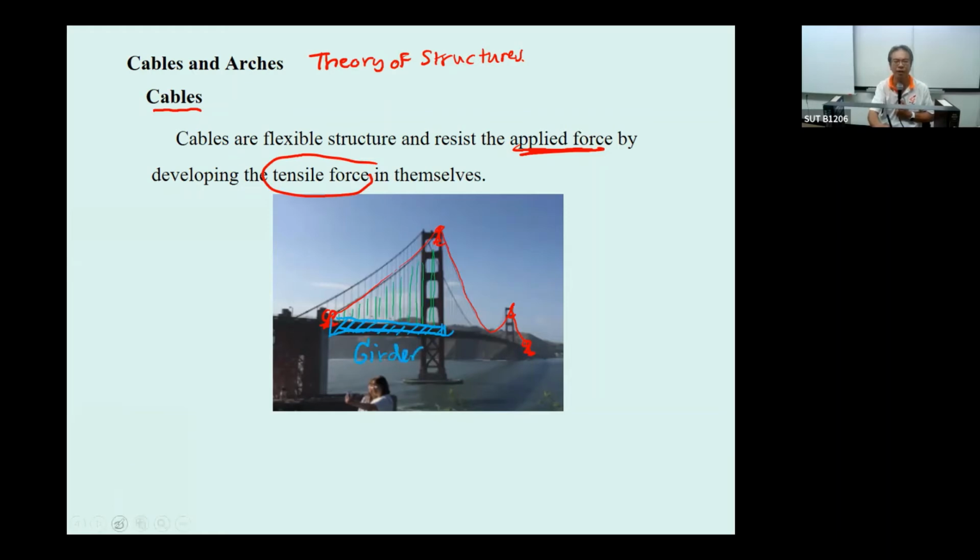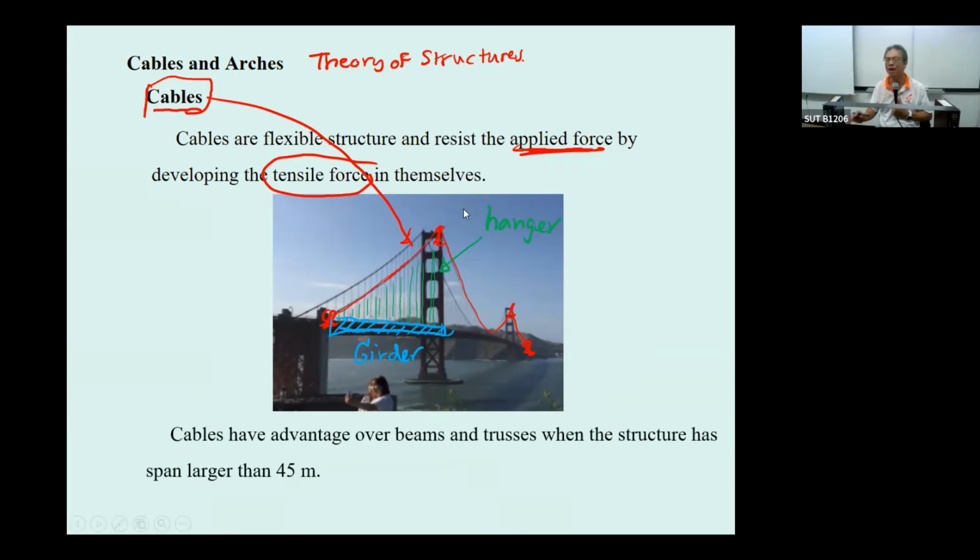The force from the girder will transfer to this one called the anchor, and the anchor will transfer the load to the cable, the cable over here. That is a system, and it is very effective. It can be used to build very large bridges. This bridge has a span of nearly 800 meters. We also have some bridges in Thailand with this kind of shape.